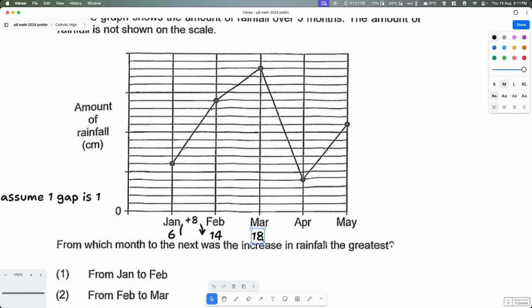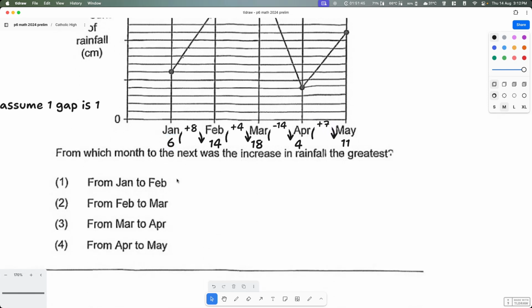Then for April, this should be 4. And then for May, this is 11. So from 6 to 14 is 8, and then 14 to 18 is 4. And then from March to April is minus 14. Hot weather. And lastly, from April to May is 7. So the answer is from January to February, option number 1.